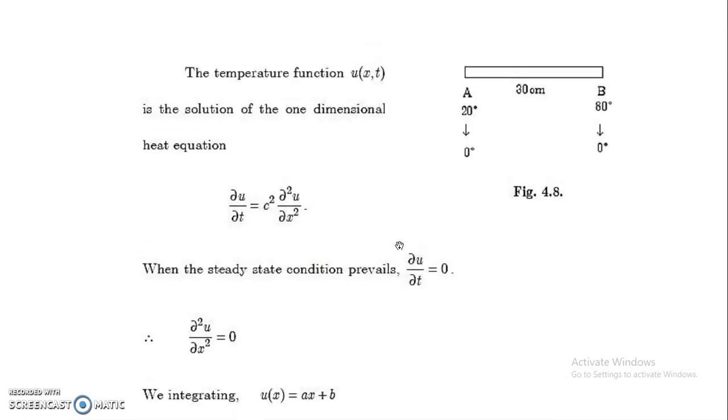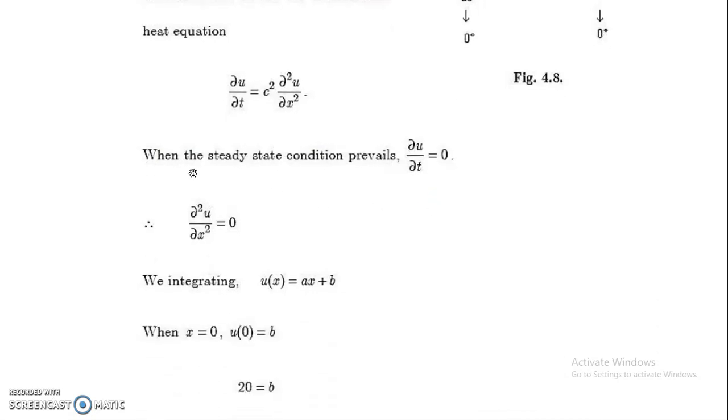You can see the one-dimensional heat equation, a rod with A and B as the starting point and end point, and length 30 cm. At the initial stage, the temperature of the rod is 20 degrees Celsius. At the end of the rod, the temperature is 80 degrees Celsius, which means at length x equal to 30, the temperature is 80 degrees Celsius, until steady state conditions prevail.